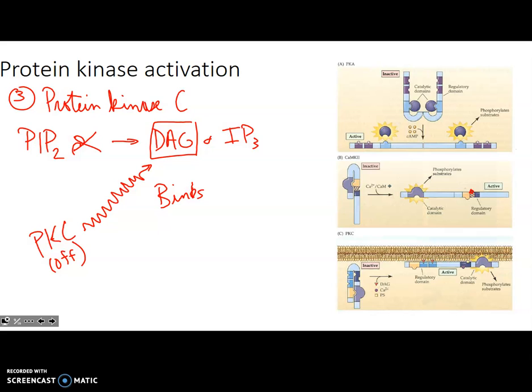So PKC binds the DAG. It's a calcium-dependent process, so calcium has to be present here. There's a second membrane phospholipid that has to be present, so we'll just write PL for phospholipid. And when inactive PKC binds to the membrane and binds to all of these things in the membrane, at least the DAG and the phospholipid, these are in the membrane, and the calcium also needs to be present, right? This relieves that same autoinhibition, and now PKC can be active. So we get active PKC.